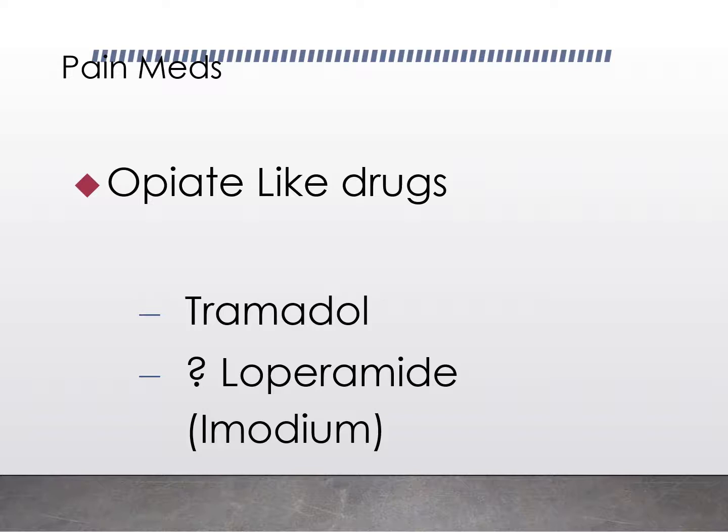Loperamide, which is Imodium, which is used for diarrhea, also has some opium-like receptors that it hits, the ones that usually cause constipation. Interestingly, there's a small percentage of patients that do get almost like a high from taking a lot of Imodium. Usually it takes them 50 or 60 of them to get that high, but there are people out there that will abuse this medication as well.